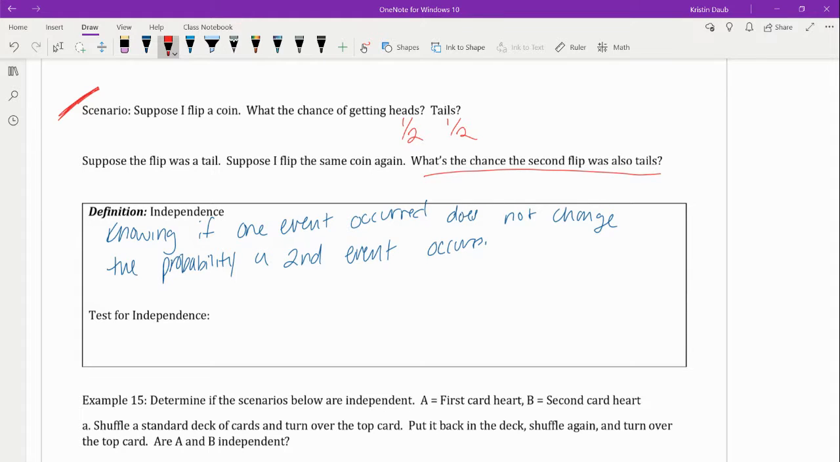Well, the coin doesn't care about what the first flip was. The chance that my second flip is tails is going to be exactly the same. It's going to be 1/2. So knowing that extra information, knowing that I had a tails in my first flip, had no impact on the probability that I get tails for my second flip.